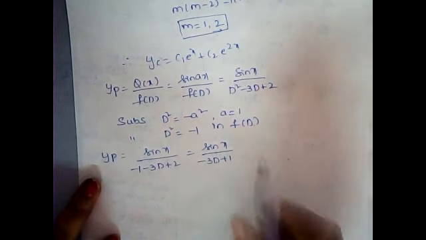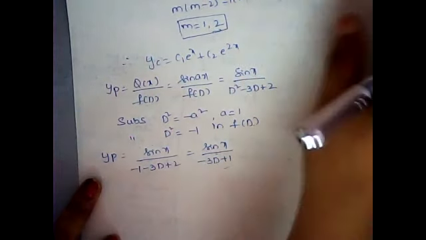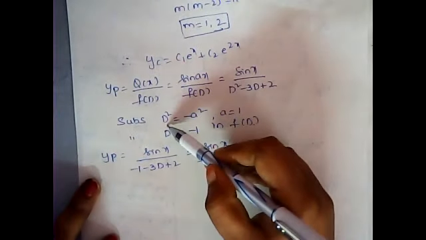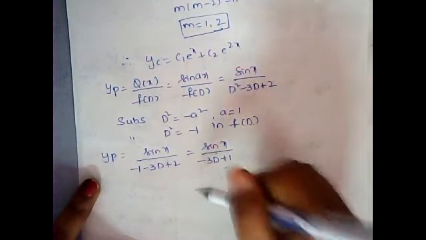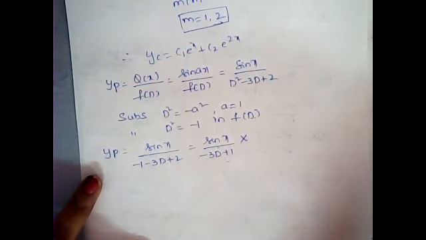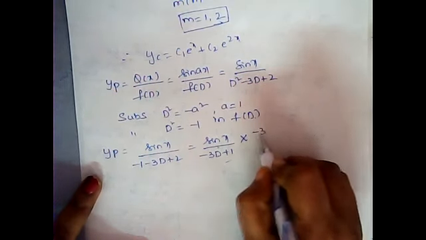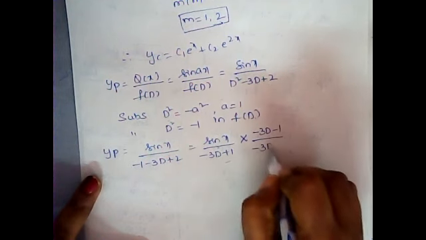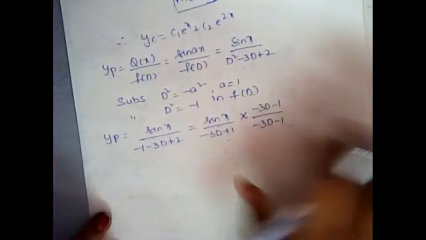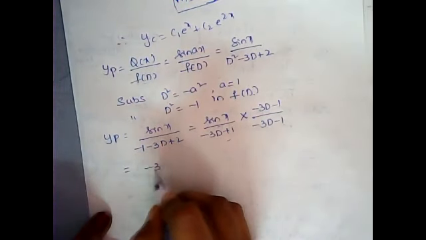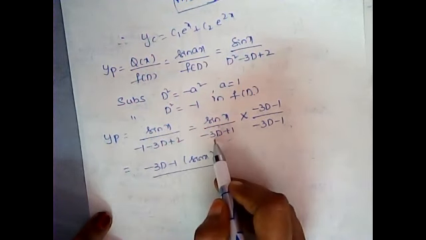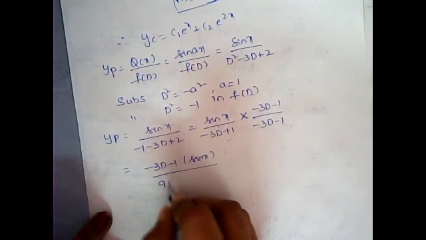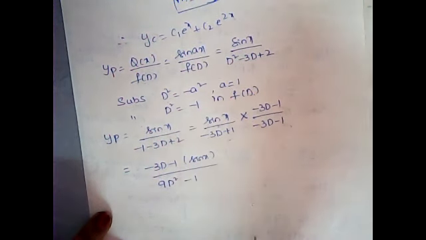Now I have yp in this way, sine x by minus 3D plus 1. So what should I do here? I don't have any D squared term, right? The condition is that only in the place of D squared can I substitute minus a squared, but here I don't have any D squared term. So I need to rationalize it, with minus 3D minus 1 by minus 3D minus 1. When I rationalize it, it will be minus 3D minus 1 into sine x by, in the form of (a plus b) into (a minus b), 9D squared minus 1.